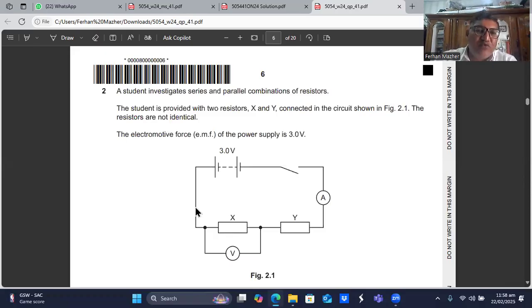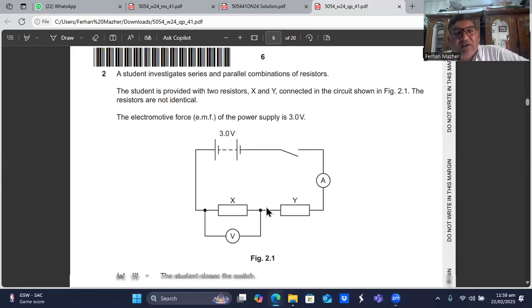So here we have two resistors which are connected in series with each other. Here we have an ammeter. Parallel to the X resistor, we have connected a voltmeter. Here we have a battery which is 3 volt. We have also a switch here. This is the switch. So let's see what they say.